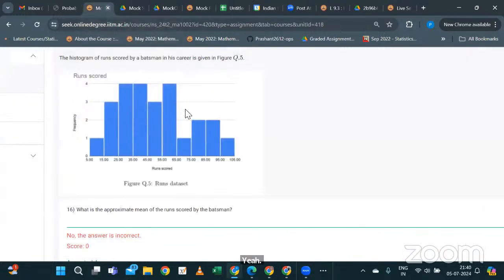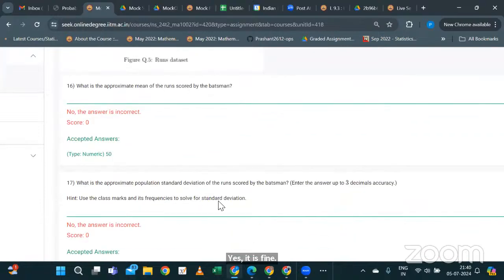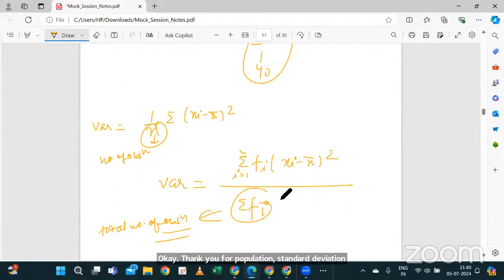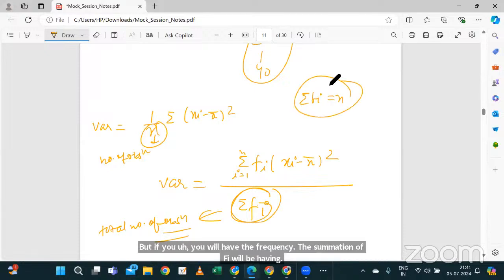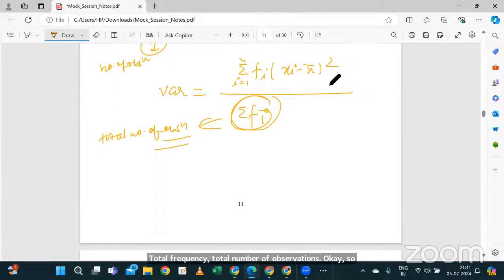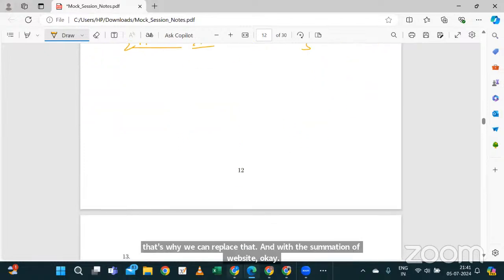Similarly, you can do the population standard deviation. The key thing is, for population standard deviation, since here we have frequency, be careful: don't divide by 10 only, it will be the summation of Fi, which is 25. You have to think logically. n represents the total number of observations. But if you have the frequency, then the summation of Fi represents the total number of observations. So that's why we can replace that n with the summation of Fi. Okay, clear?